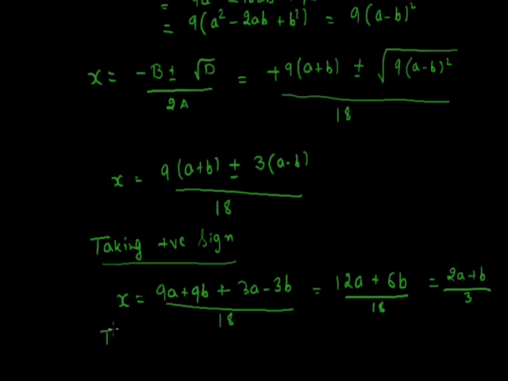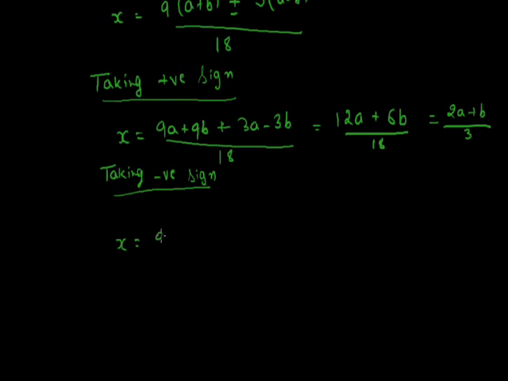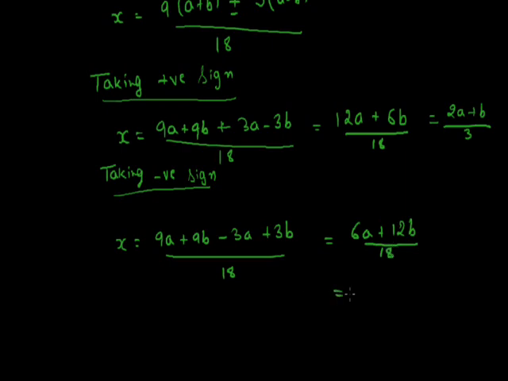Now taking negative sign, x is equal to 9a plus 9b minus 3a plus 3b upon 18, or we can say 6a plus 12b upon 18, or this is equal to (a plus 2b) by 3. Therefore, the solution for this quadratic equation is x equal to (2a plus b) by 3 or (a plus 2b) by 3. So this is the solution of this quadratic equation by quadratic formula method.